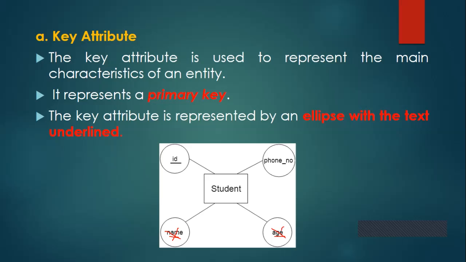But student ID is always unique. Student ID is always unique. So here student ID is represented as a primary key. Whenever I say a primary key of any entity, this primary key cannot be null and it cannot be duplicated. That is, by default, it should be unique. Every time you insert a student ID, it should be unique in the table and it cannot be null. And how do we represent it? It is an ellipse with an underline.